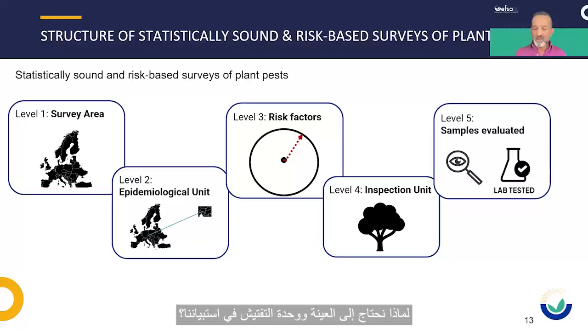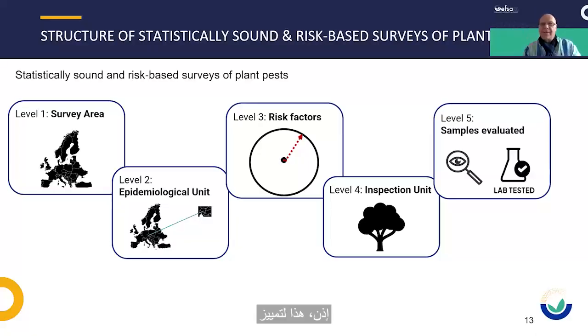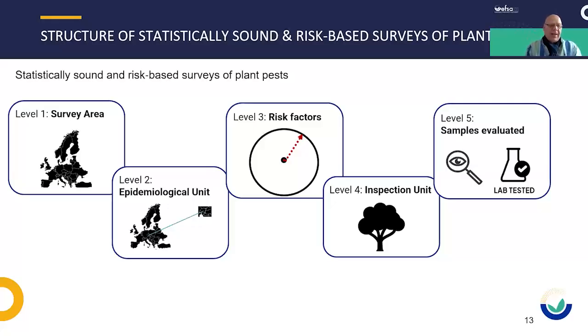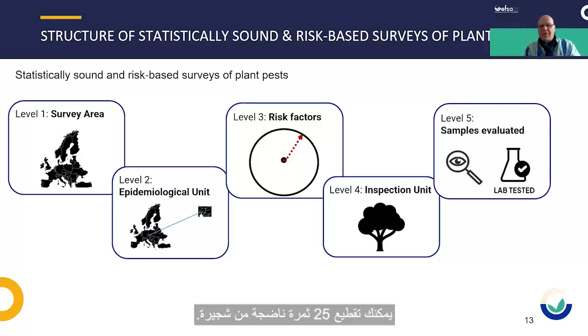Why do we need the sample and the inspection unit in our survey? This is to differentiate the survey design from the methods for inspection. During the inspection of an inspection unit, there are components of the plant or its environment that are virtually or physically sampled. So you have a sample matrix that you take from the inspection unit. You could, as we have said, collect the soil under the tree, you can slice 25 ripe fruits from a bush, and you also can cut 5 leaves from 10 branches.